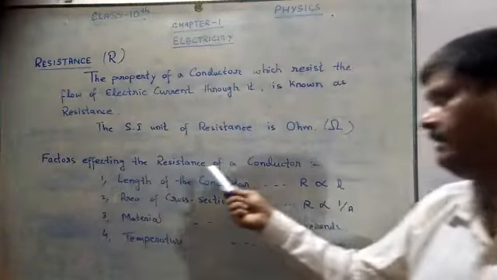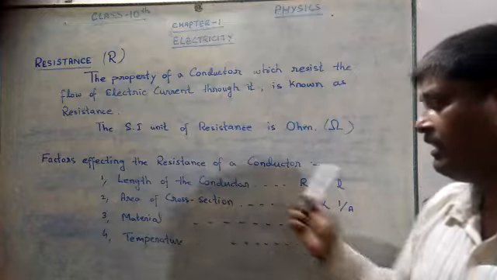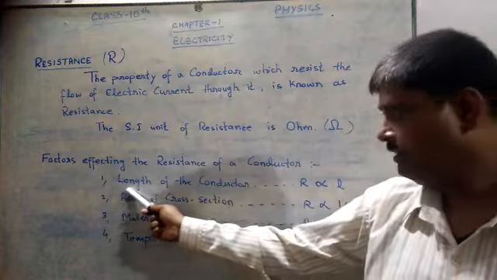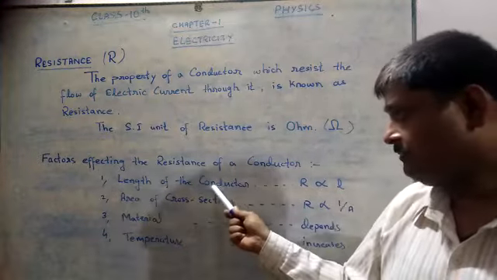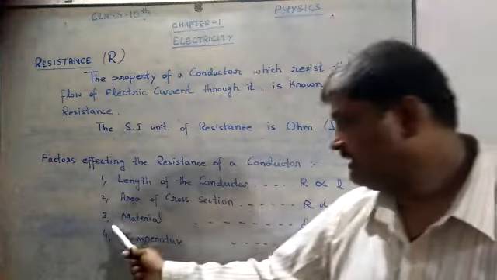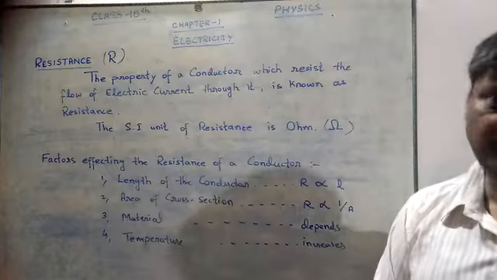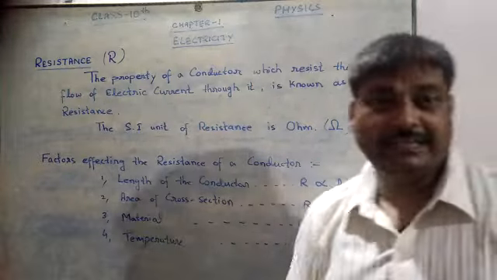The factors affecting the resistance of a conductor: first is length of the conductor. Second is area of the cross section. Third is material of the conductor. And fourth one is temperature of the conductor. Now let us take in detail.